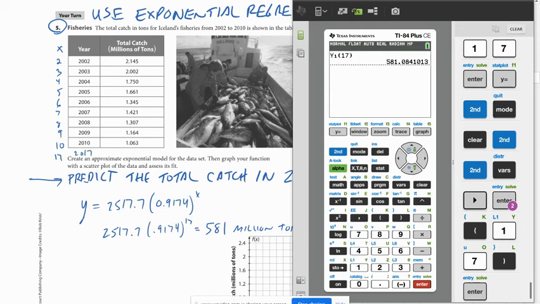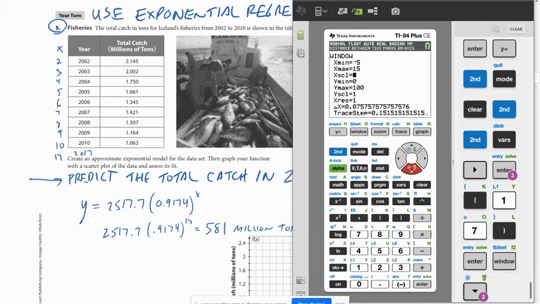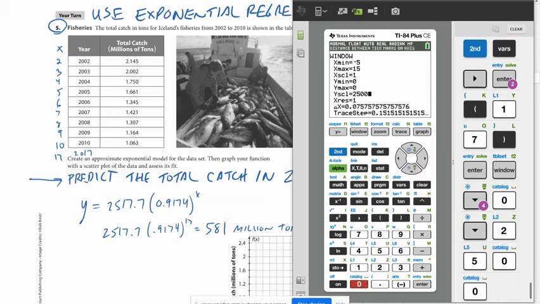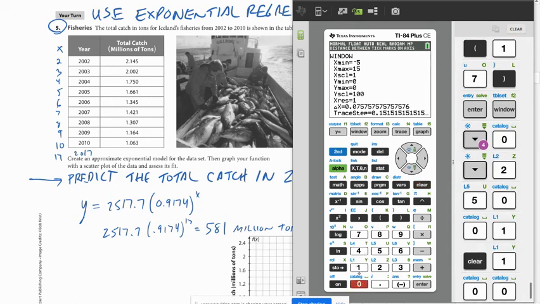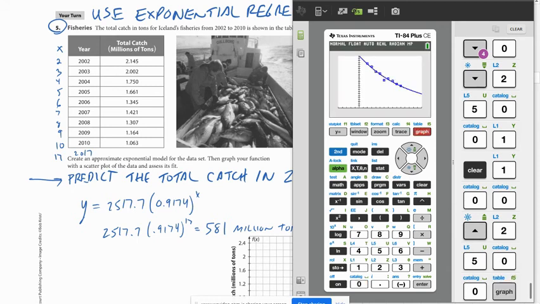Okay. A third way to get this is from the graph. So if I set my window to go from 2 to 10, so -5 to 15 will work fine. The y values in this table go from about 1,000 up to about 2,200. So I'll go 0 to 2,500, with y min and y max. And then graph. There's our regression equation and our data.